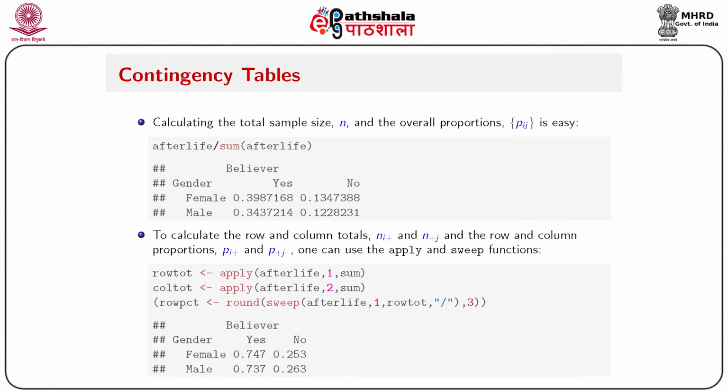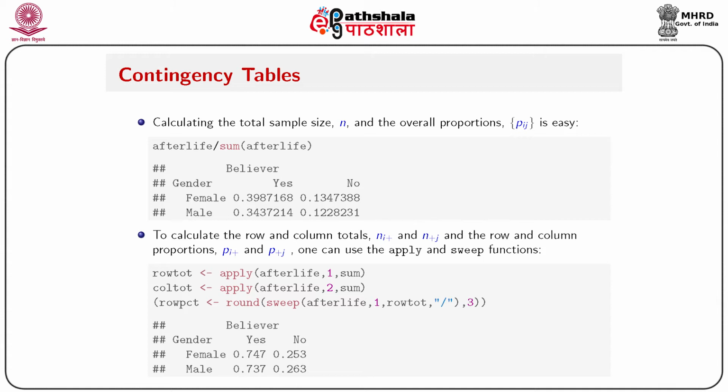So calculating the total sample size n and the overall proportion p_ij is easy. You can just divide the afterlife by the sum of afterlife. That will give you the proportion. To calculate the row and column totals n_i+ and n_+j, and the row and column proportions p_i+ and p_+j, one can use the apply or sweep functions.